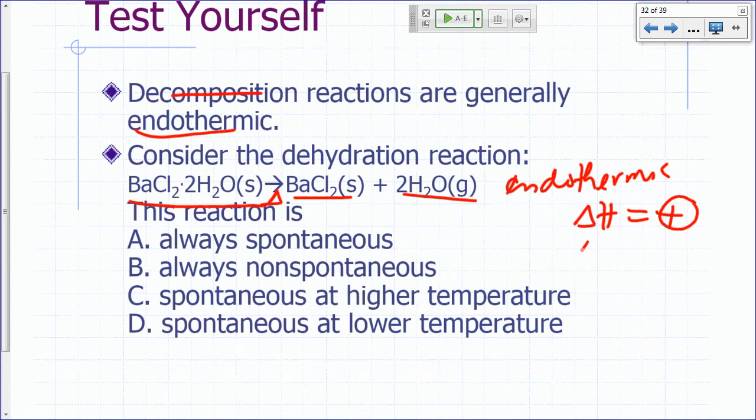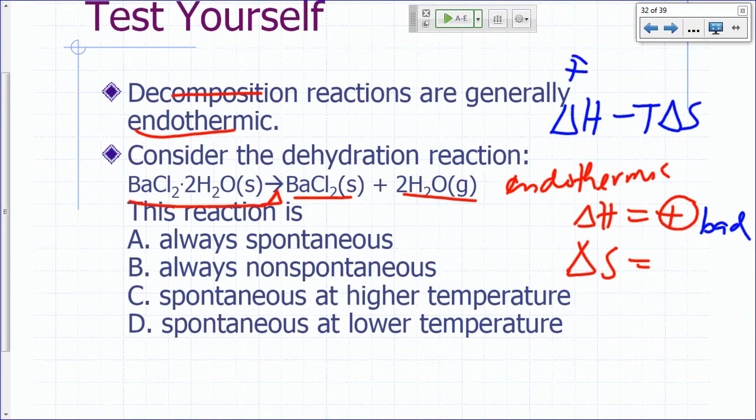Now, when you're decomposing, what's your delta S? So delta H is positive. Is that good or bad, as far as spontaneity is concerned? That's bad, right? Remember, delta H minus T delta S. You want that to be negative. So if that's positive, that's bad.